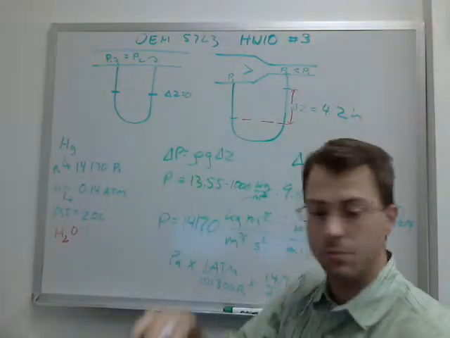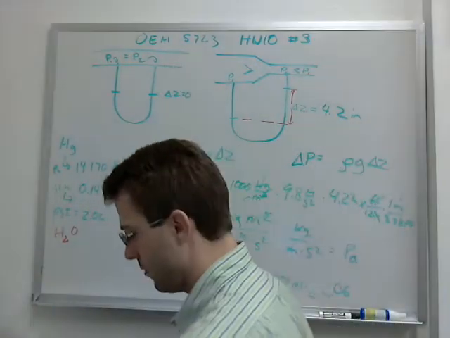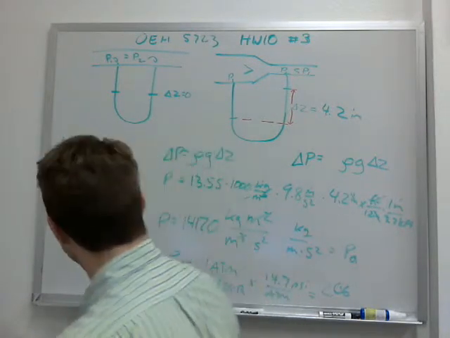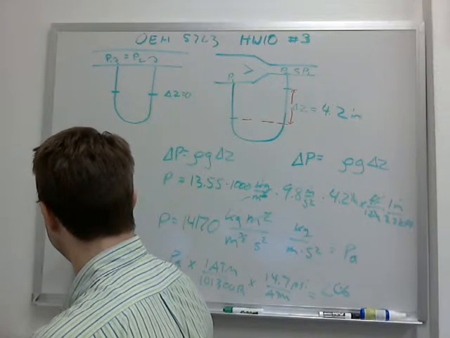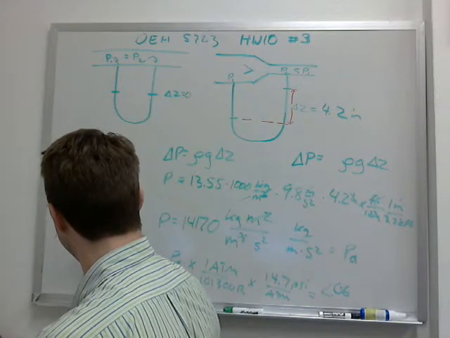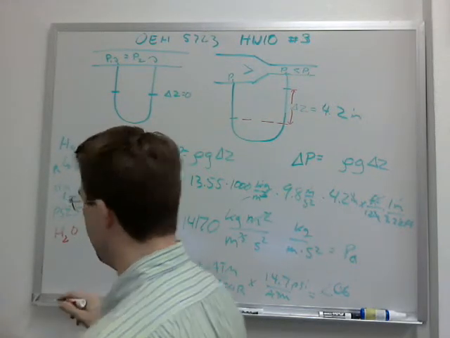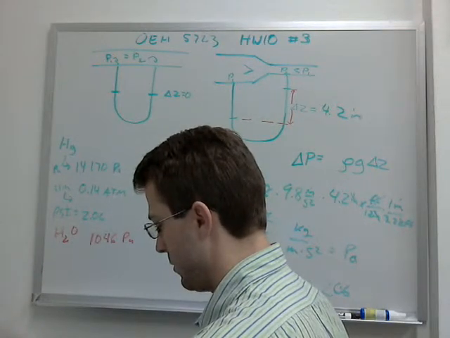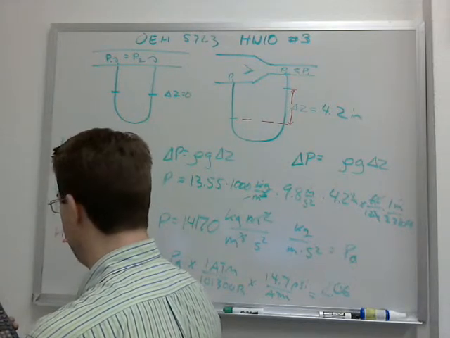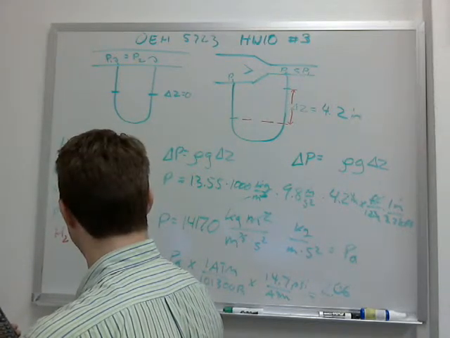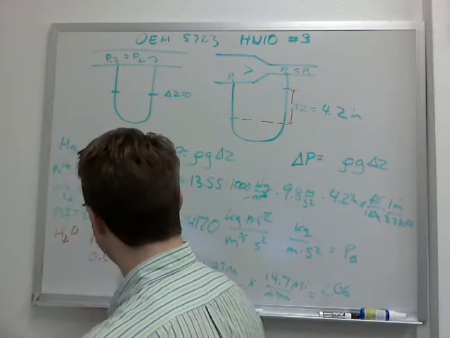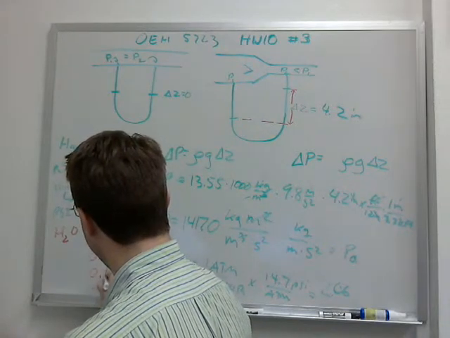It would just be that 14,170 divided by 13.55, so it would be 1046 pascals. Divided by 101,300 gives us atmospheres, so that would be 0.01 atmospheres, and times 14.7 gives us psi, which is 0.15 psi.